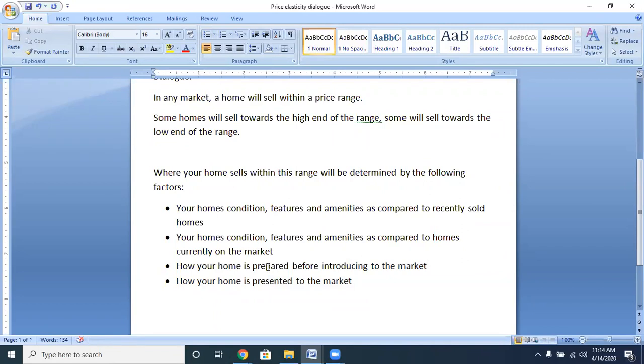So when we're presenting this to the seller, we want them to understand, again, it sells in a price range. That price range is going to be determined by how their home compares to the market, and how their home is prepared before we introduce it to the market. And then once we introduce it, how are we going to market that home to put it in the best light? So that's part of the mindset. Let me ask you guys on this aspect right here, do you have any questions about that?